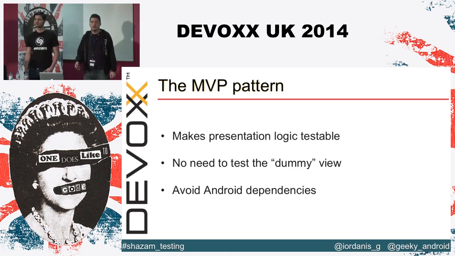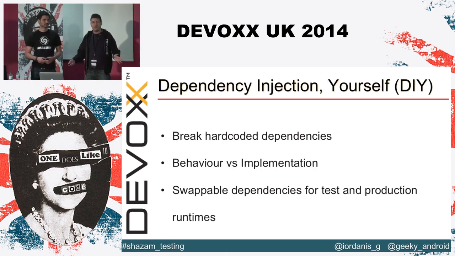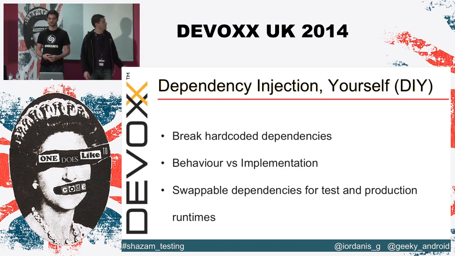We rely on acceptance tests to cover the view. So if you forget to bind something on a view, there will be an acceptance test that will catch that. A key part of that is dependency injection. Again, I'm pretty sure many of you know what this is. Just a very quick overview.